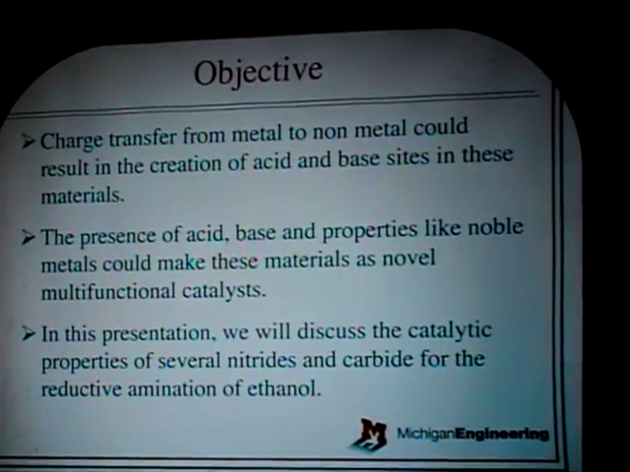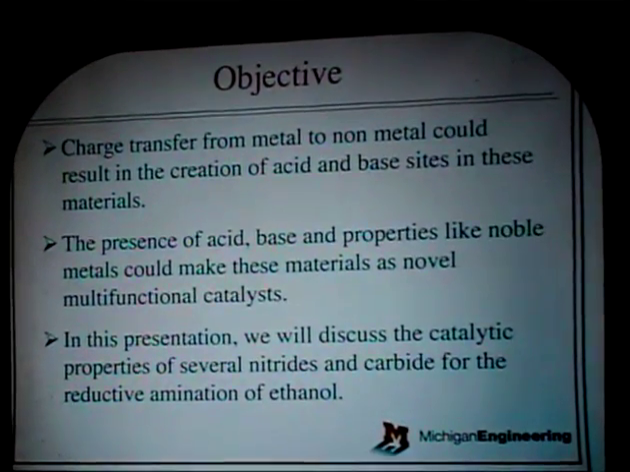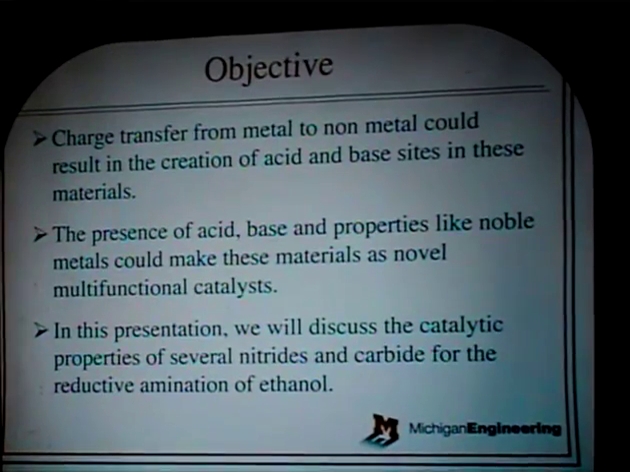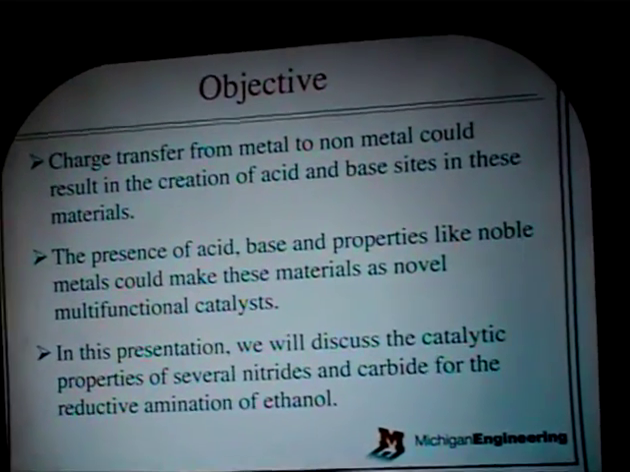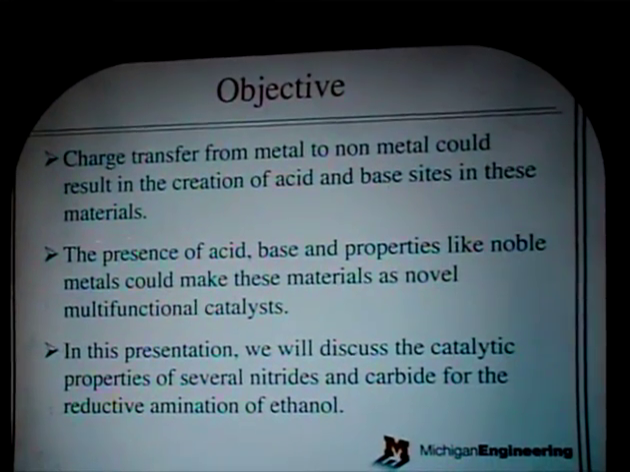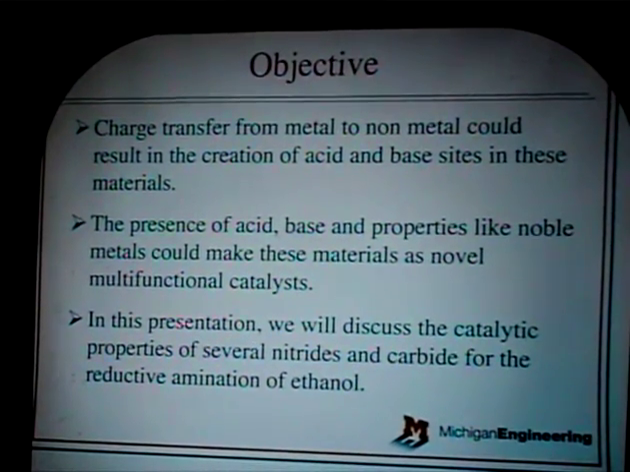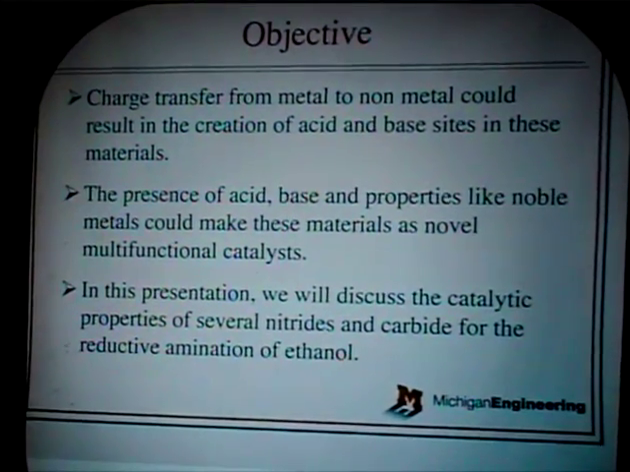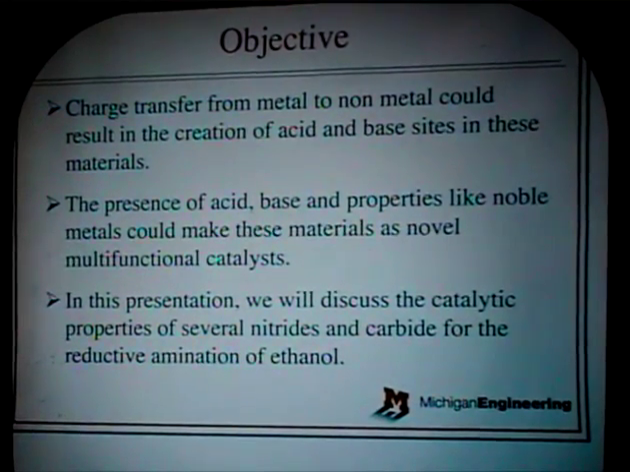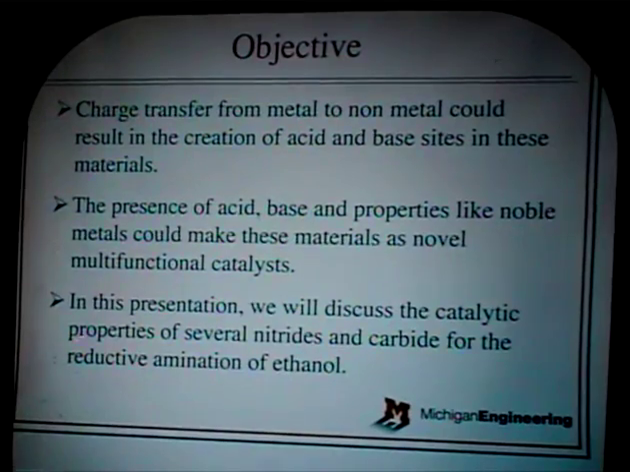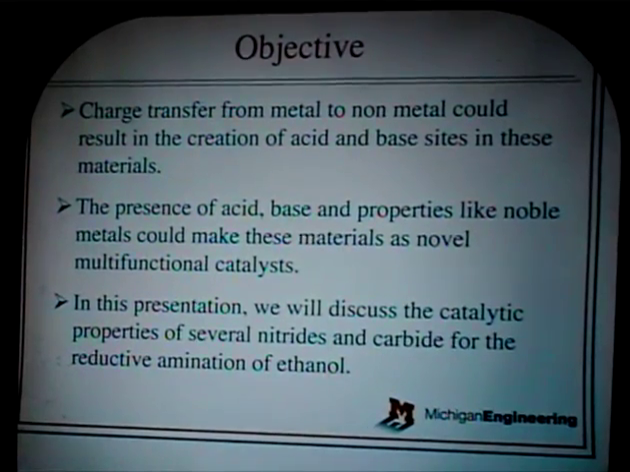We regret any inconvenience. What we have found is that these materials possess basic sites, and can catalyze the decomposition of isopropanol to acetone, which is basically catalyzed by basic sites, and they can also form propylene, which is basically catalyzed by acid sites. If that is the case, then the presence of acid and base properties, along with properties very similar to noble metals, can make these materials very novel multifunctional catalysts. In fact, there are very few materials which have all these three properties together. In this presentation, we will show that these materials can work as a multifunctional catalyst for an industrially important reaction, the reductive amination of ethanol to ethylamine.